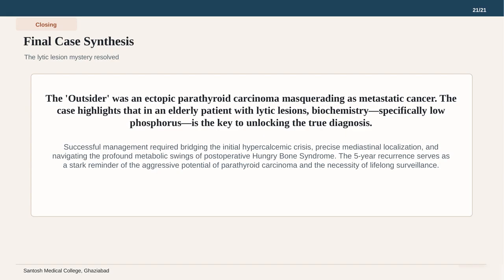The 5-year recurrence we observed serves as a stark reminder of the aggressive potential of this rare malignancy and the absolute necessity of lifelong surveillance. Always remember to look beyond the imaging and let the biochemistry guide your diagnostic journey. Ask for the parathyroid hormone level, screen for metabolic markers, counsel your patients on the importance of follow up, and provide the comprehensive care they need.